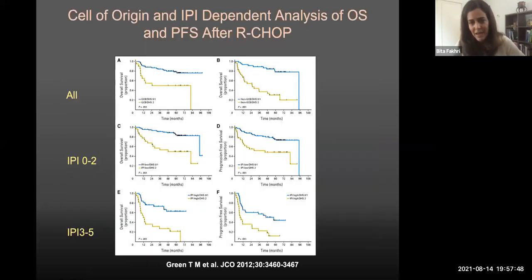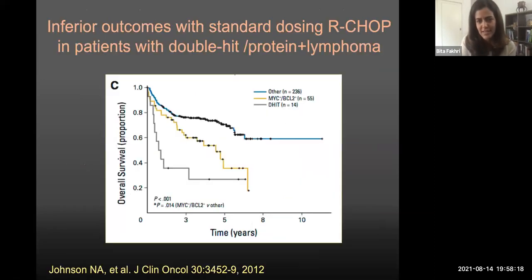And why does this matter? Because here you see, even after you control for clinical factors, the blue line is DLBCL, not otherwise specified, and the yellow one is double hit. So you see that both overall survival and PFS of patients with double hit lymphoma, with the conventional treatment we use for diffuse large B-cell lymphoma, which is R-CHOP, and we'll talk about it, is definitely inferior compared to patients who do not have double hit status.